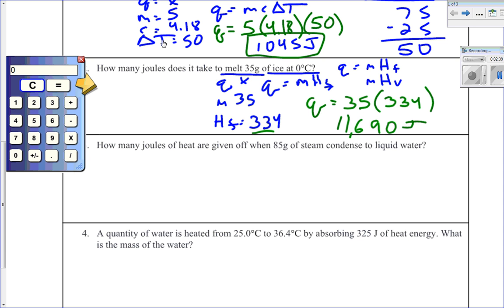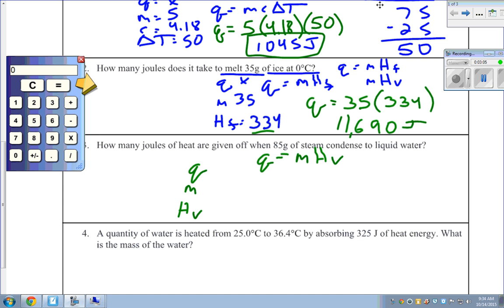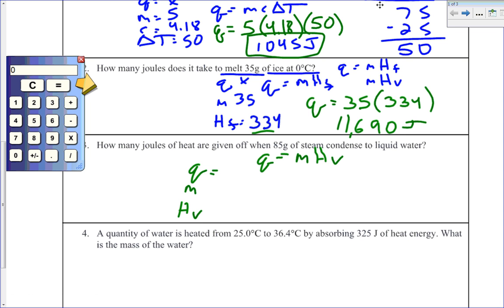So here, we're talking about a phase change involving gases. So we have 85 grams of steam, gas condensing to liquid. So whenever we have gas involved, you're using the heat of vaporization. So go ahead and write the formula, Q equals mHv, and start listing the variables, Q, m, Hv. So Q, you're calculating. That's going to be x.